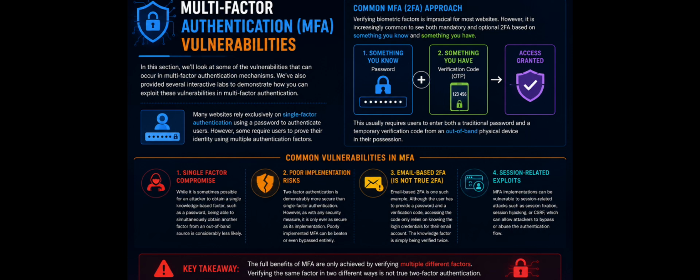While it is sometimes possible for an attacker to obtain a single knowledge-based factor, such as a password, being able to simultaneously obtain another factor from an out-of-band source is considerably less likely. For this reason, two-factor authentication is demonstrably more secure than single-factor authentication. However, as with any security measure, it is only ever as secure as its implementation. Poorly implemented two-factor authentication can be beaten, or even bypassed entirely, just as single-factor authentication can.